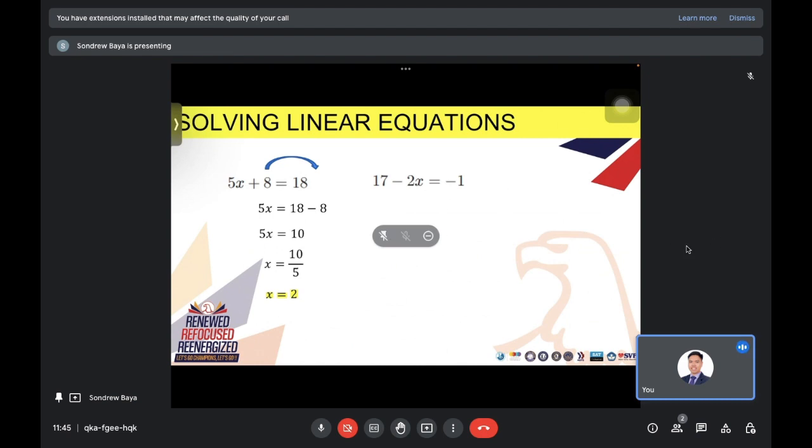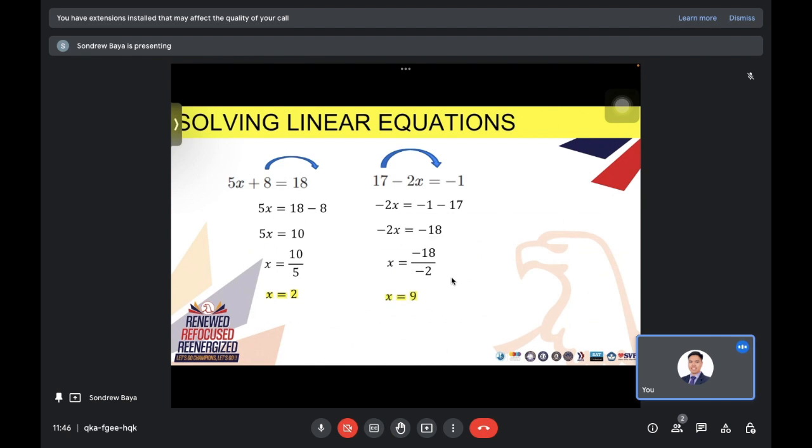We can do the same process on the right side. Transfer 17, the first term, to the other side, thus you get negative 2x equal to negative 1 minus 17. Simplify further, and this time, in order to eliminate the negative 2, since this is negative 2 times x, divide both sides by negative 2. Thus, you will get x, because negative 2 over negative 2 is simply 1x, or x, equal to negative 18 over negative 2. And thus, x is equal to 9.